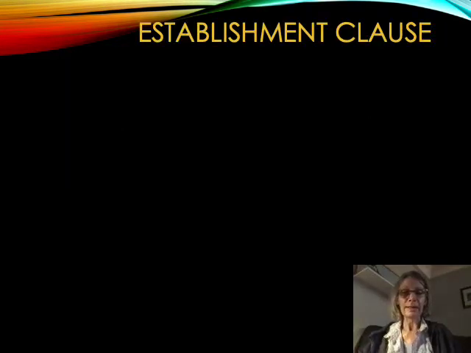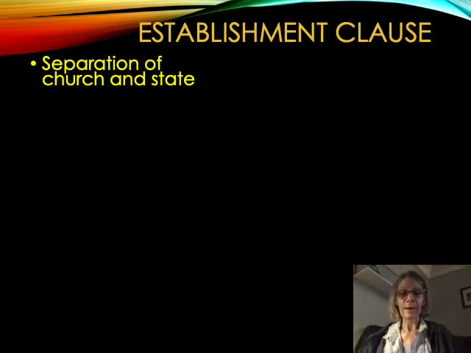So when we think about the Establishment Clause, we oftentimes think about the phrase separation of church and state. And the Establishment Clause is sort of establishing the separation between church and state. But that phrase is not in the Constitution. In fact, it came from a letter from Thomas Jefferson that he wrote to a group of Baptists, the Danbury Baptists. And it was there that he talked about this wall that separates church and state. So that's where it comes from.